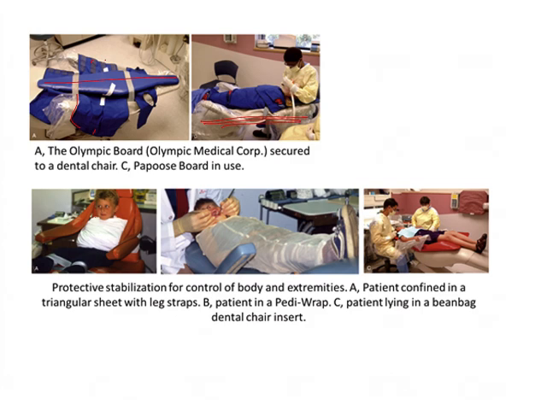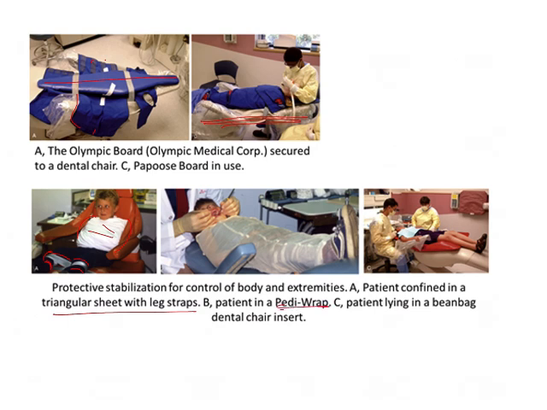The other types of restraints that can be used for the body are a triangular sheet which is used to hold on the arms, and a leg strap. So here the legs and the hands are tied down separately. A triangular sheet is used for the arms and a leg strap is used to hold on the legs.